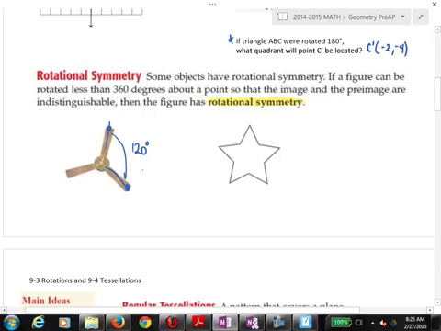What about this star right here? First of all, does it have rotational symmetry? And if it does, how many degrees is it? So go ahead and do that one. Think about it, and then we'll go over it.